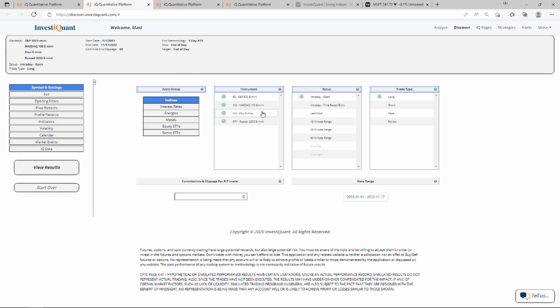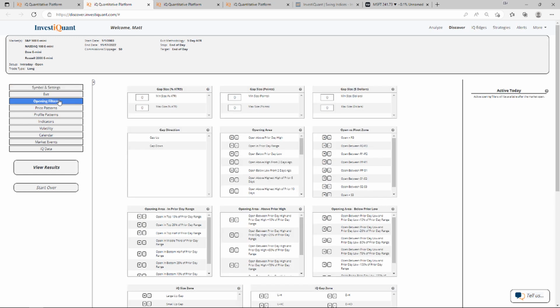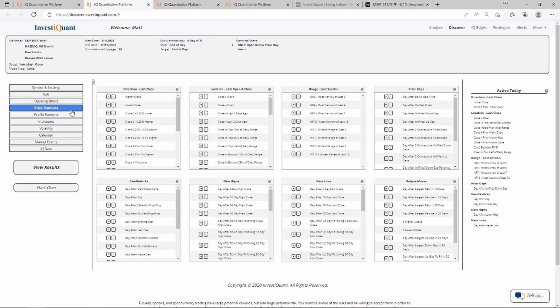I'm going to grab all four instruments. Our setup's based upon entering long at 9:30 a.m. Eastern Time, exiting at 4:15 p.m. Eastern Time. Now this morning, the markets are breaking lower following that consolidation, so I'm going to go to the opening filters. I'm going to add that context by going to the opening areas, clicking equals next to open below prior day low. The next thing I'm going to do is go to the price patterns library, and I'm going to grab that narrow range pattern.